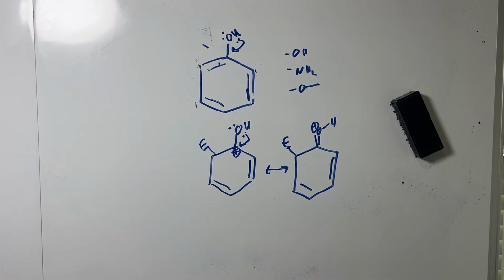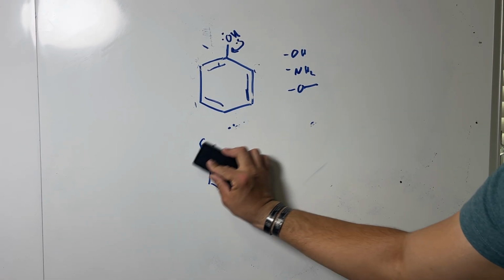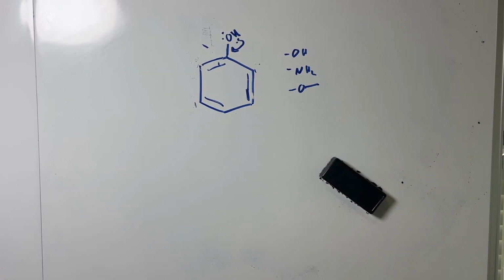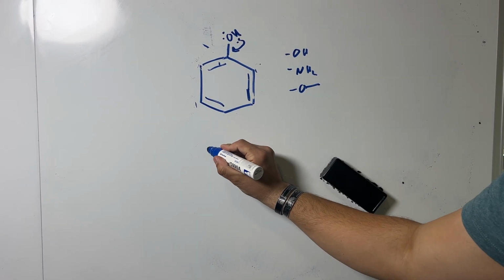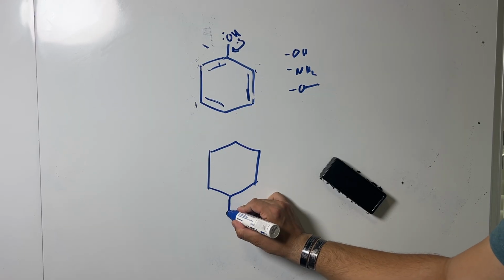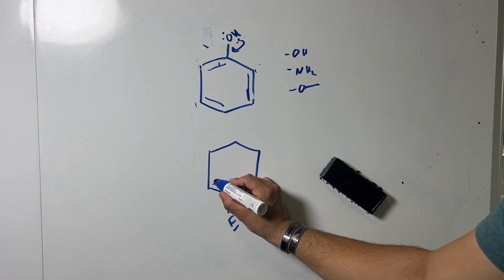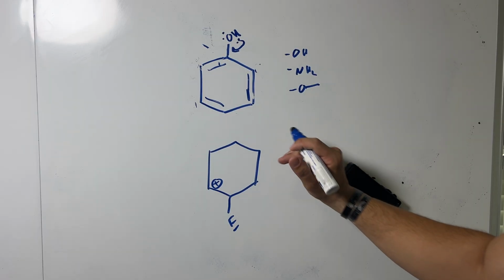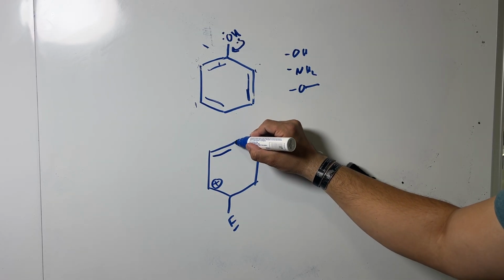And that's why we can do that. Similarly, if we go at the para position, so we go right here. Again, we're just going to use E. We've generated a carbocation right there.